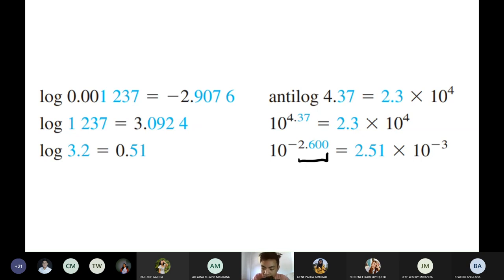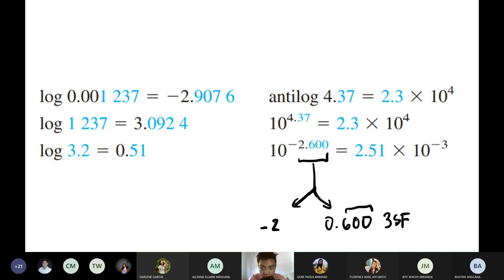How? Okay, so remember, you can rewrite this number into two. So this two, negative two, that is the characteristic, and your mantissa is 0.600. So according to the rules of significant figures, this number will have three significant figures, diba? Because these are trailing zeros, okay? And they're considered significant because of the decimal point, okay? So this number has three sig figs in the mantissa, okay? So that means my final answer should be written in three significant figures as well, okay?